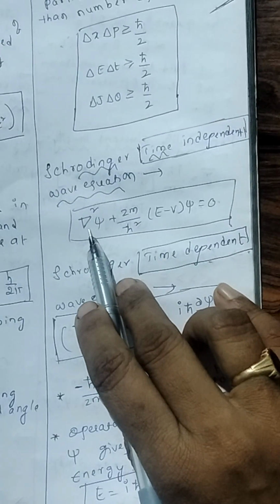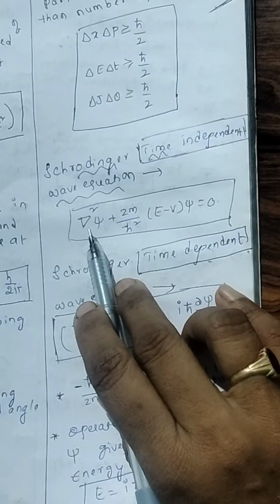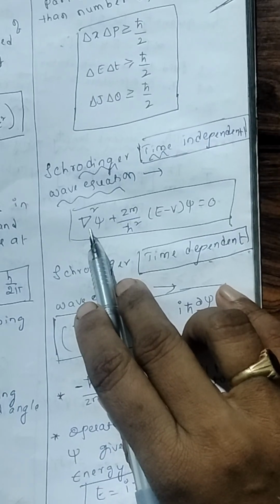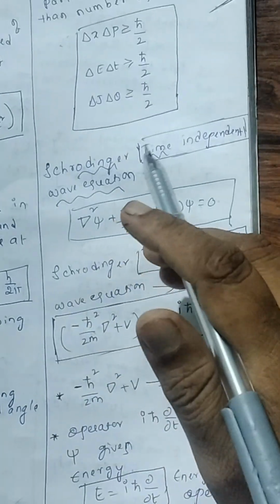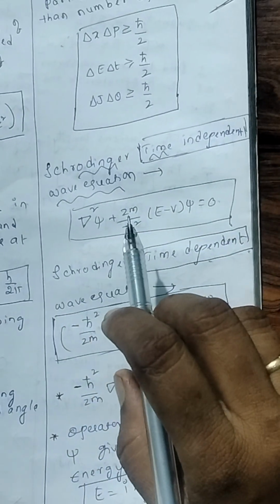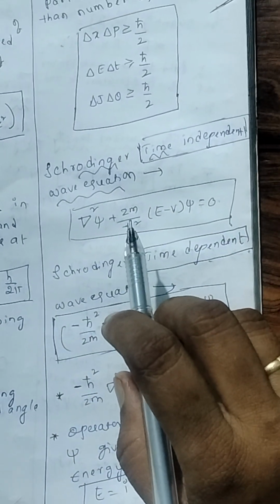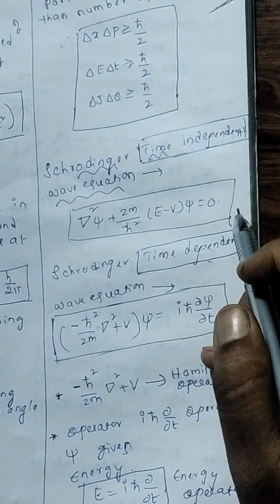And del is the operator ∂/∂x plus i ∂/∂x plus j ∂/∂y plus k ∂/∂z. Del is the operator, right? Now here we have del square, which means ∂²/∂x² plus ∂²/∂y² plus ∂²/∂z².